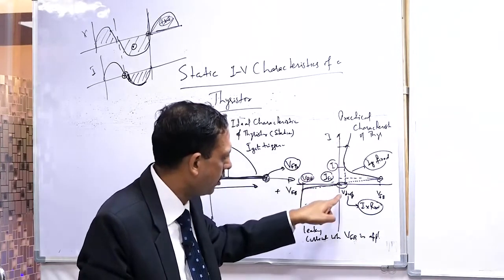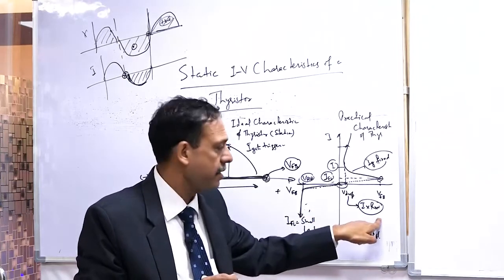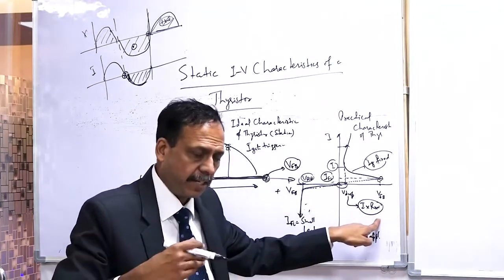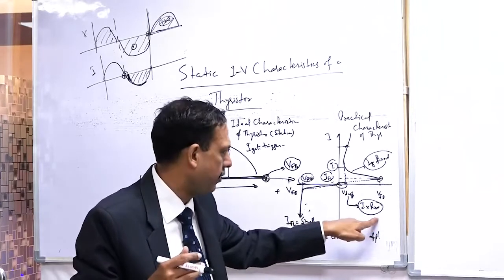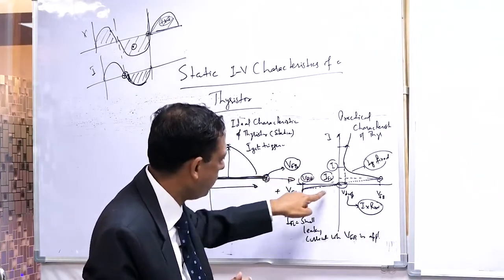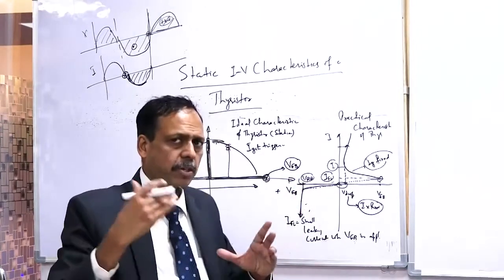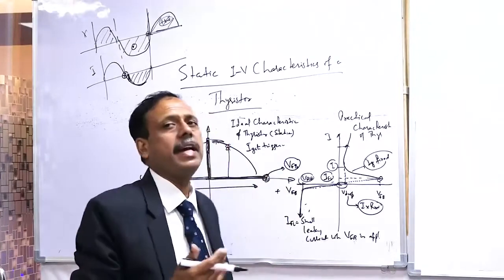When the current is flowing, some voltage drop will take place, and that voltage drop is current into R on, the conduction resistance, the resistance of the semiconductor when it is conducting. That we have already known. And when the reverse voltage is applied, we have some leakage current, and the leakage current goes very high when the reverse breakdown voltage is reached, and suddenly a very high current flows.